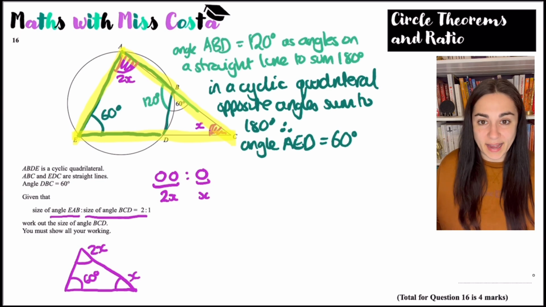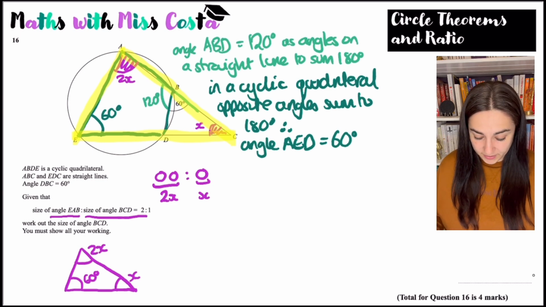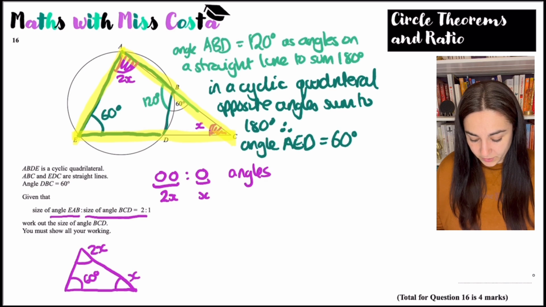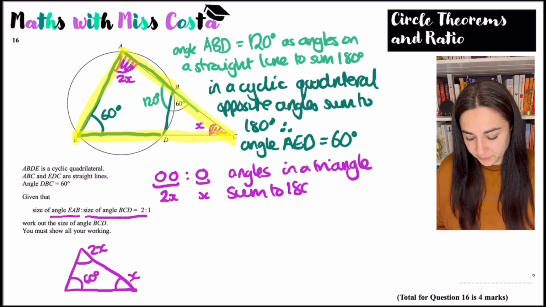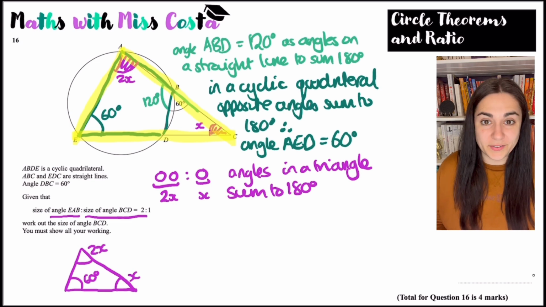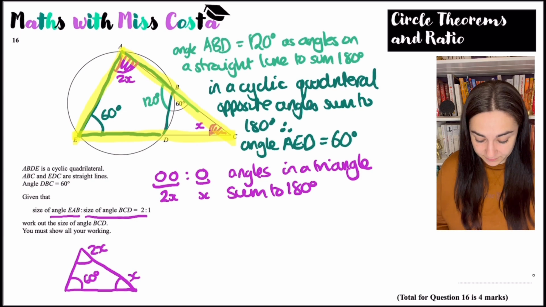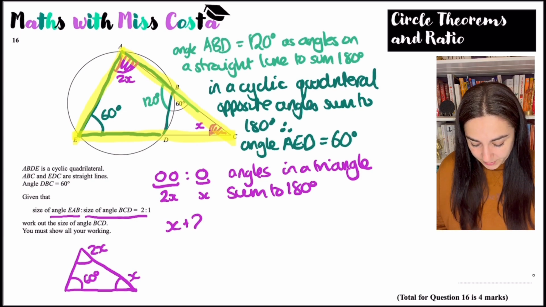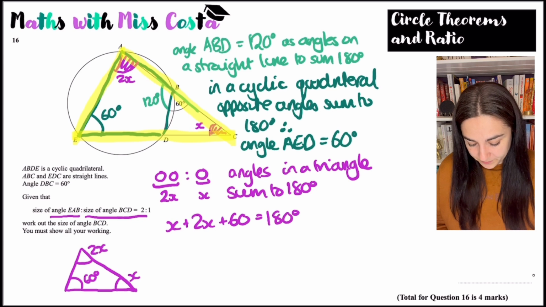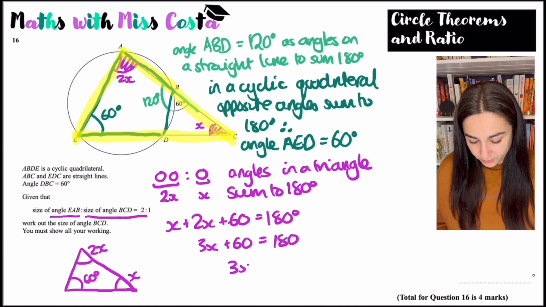So you then have an angle, and we know that angles in a triangle sum to 180. So that would be our next rule. So angles in a triangle sum to 180 degrees. You can form an equation using the ratio parts that you've been given. So X plus 2X plus 60 degrees must equal 180. Therefore, 3X plus 60 equals 180. Therefore, 3X must equal 120 and X must equal 40 degrees.